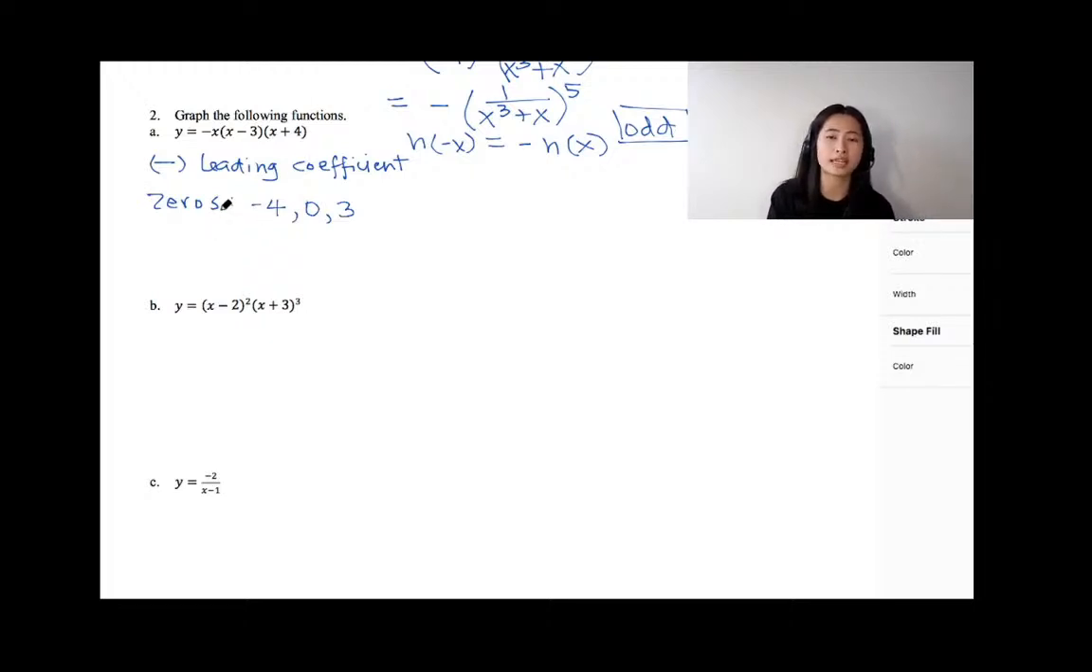However, if you're looking at the degree of your function, that means the degree is the summation of all your multiplicities, right? It's going to be 3, right? Because 1 plus 1 plus 1 is 3, right? So the degree of your function is 3.